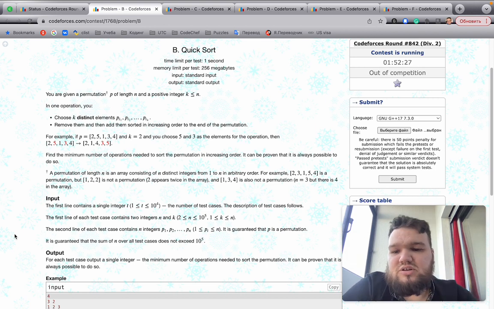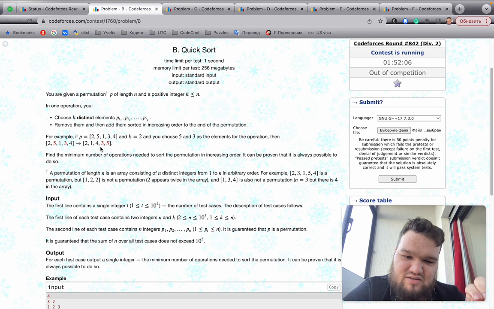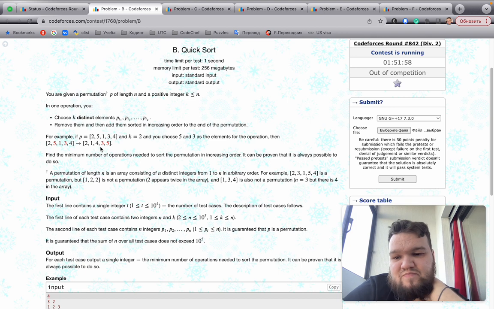In problem B, we are given a permutation and some number k. We want to sort the permutation, and in one operation we choose k numbers, then take them out, sort them, and put them in the back of the permutation. We want to sort the permutation in the minimum number of operations.